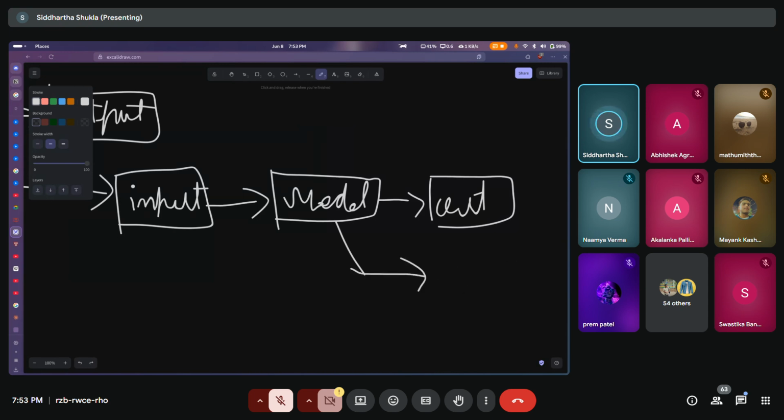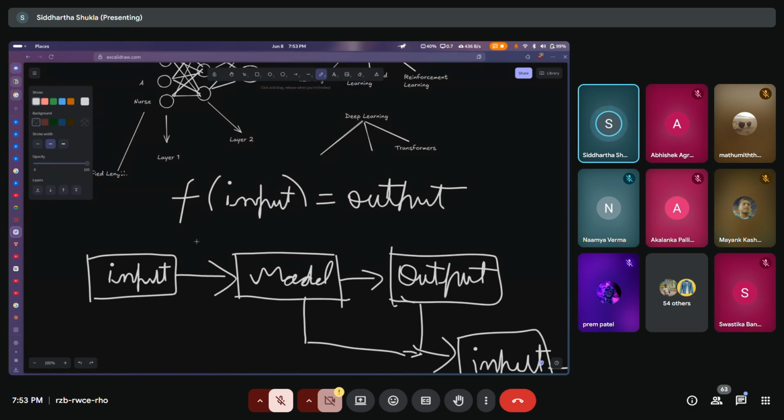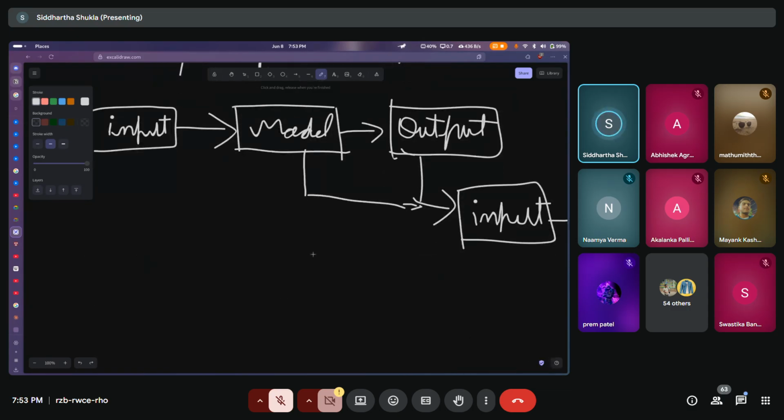And similarly, these recurrent neural networks can map a varying length of input to a fixed length of output, as well as a fixed length of input to a varying length of output, and a varying length of input to a varying length of output.